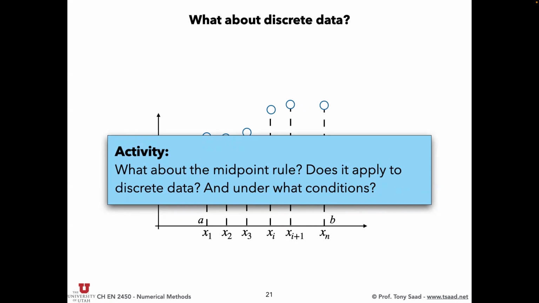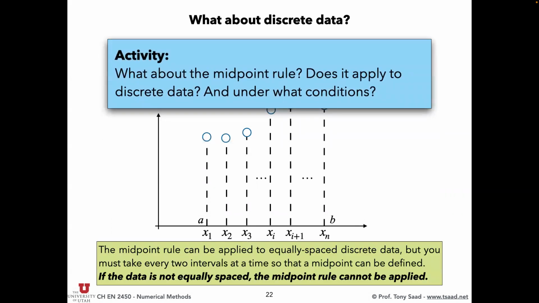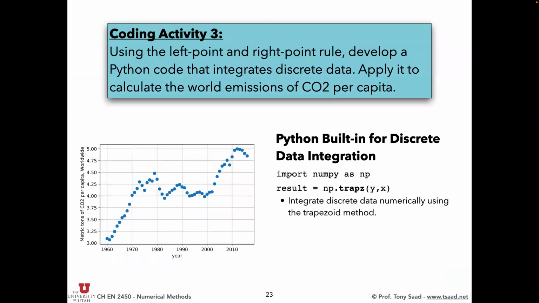Then it's not a midpoint rule anymore. It's the tertiary rule or whatever. Maybe the point in the middle is at 1/3 of the interval or whatever, right? So it's not really the midpoint rule anymore. So it's not readily applicable unless the data is equally spaced. If it's equally spaced, you can go over every other point and take the midpoint and apply the rule, and you're good to go. That's the challenge with discrete data and these rules that we just described.